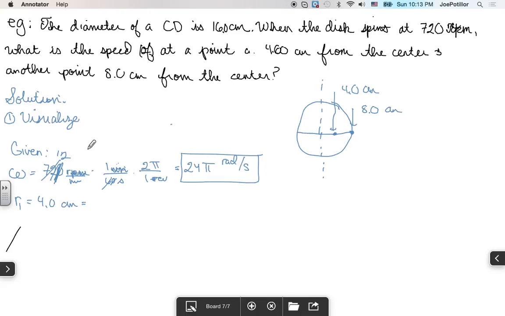Okay, we always convert our units into SI units whenever it's necessary. There are 100 centimeters in 1 meter, so it moves the decimal back twice, 1, 2, so 0.04 meters. And I can just save you the trouble: this is 8.0 centimeters, which is 0.08 meters. From here, it's just a matter of multiplying. And so we need to find V1 and V2, which we'll do right here.